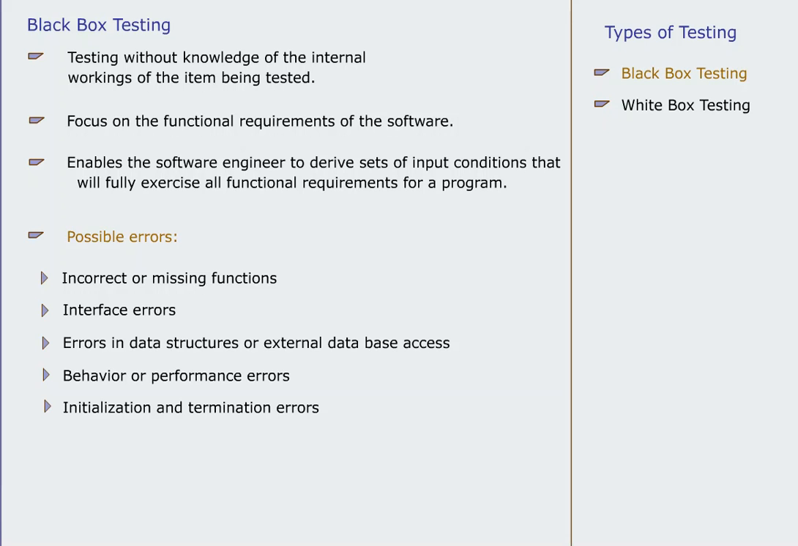Let's discuss these types of errors. Incorrect or missing function may include error due to missing some function. For example, missing printing function.